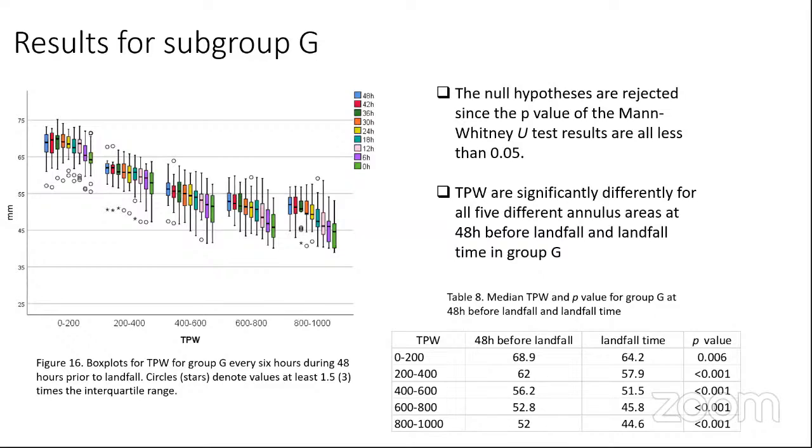Another subgroup is G, which means the hurricanes making landfall at the Gulf of Mexico. Similarly, the result is similar to the previous group. We also rejected the null hypothesis, and the moisture decreases from 48 hours before landfall. But we can also see that for the 0 to 200 and 200 to 400 regions, the moisture is not linearly decreasing.